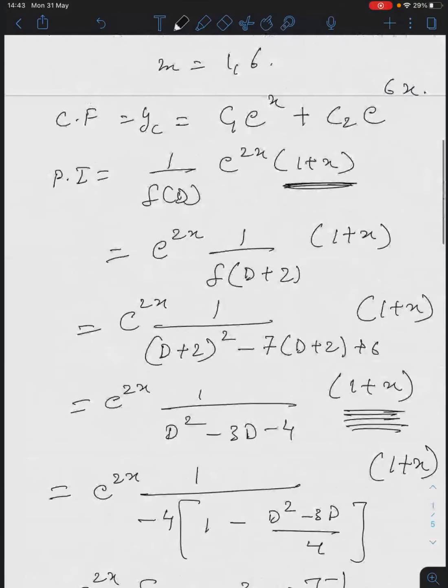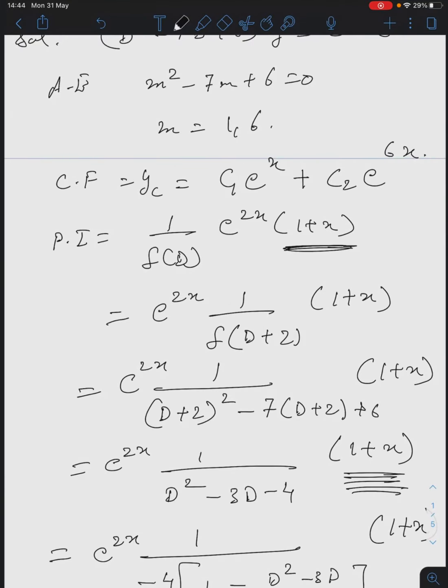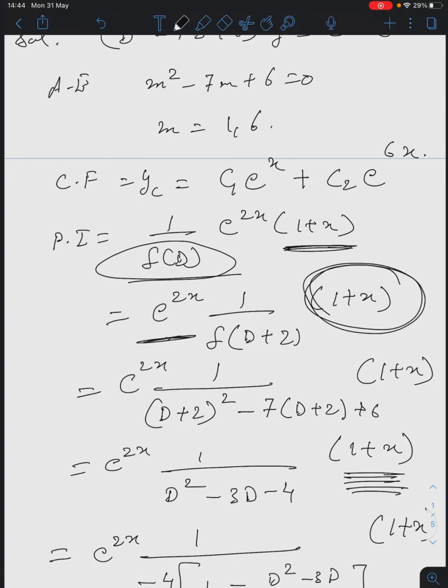You have written e to the power 2x to the left of this operator, and in the operator 1 by f of d, d is replaced with d plus a. And whatever function you have here, accordingly you have to apply. And these all you have already learned. All previous methods you have to apply based on the function you have here. Okay?